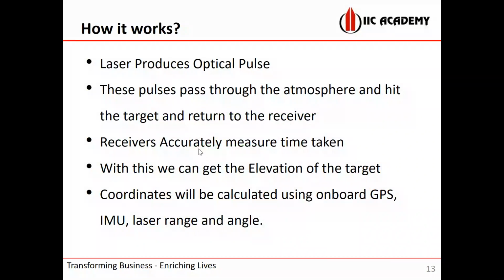So as I said, how it works: the laser produces optical pulses. These pulses pass through the atmosphere, hit the target, and return to the receiver. Receivers automatically measure the time taken. With this, we can get the elevation of the target. If you combine this with the GPS coordinates and the IMU, we can also get the exact position of each target and other information. What other information we'll get, we'll see later.